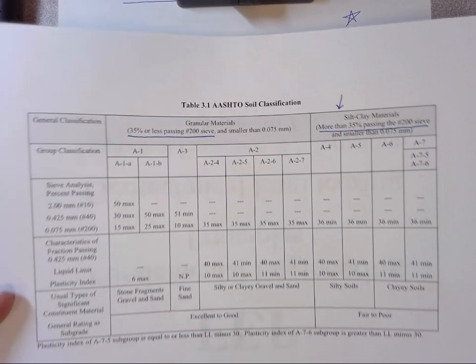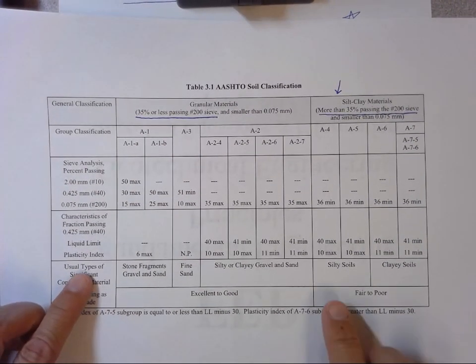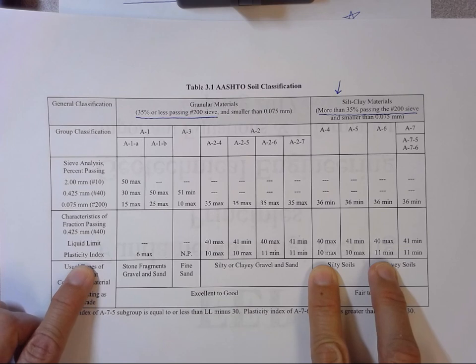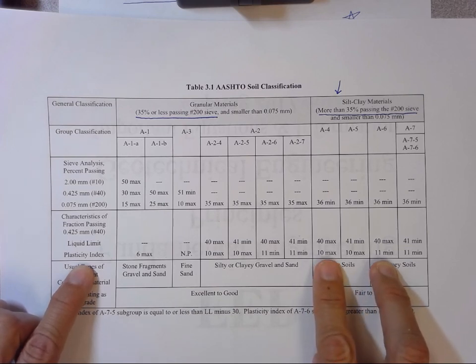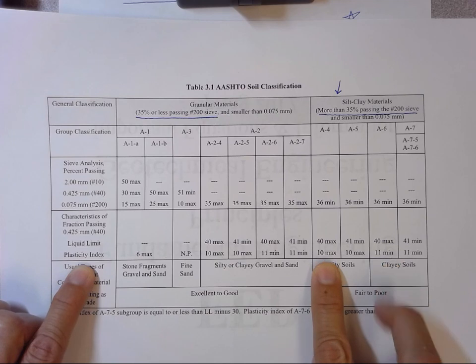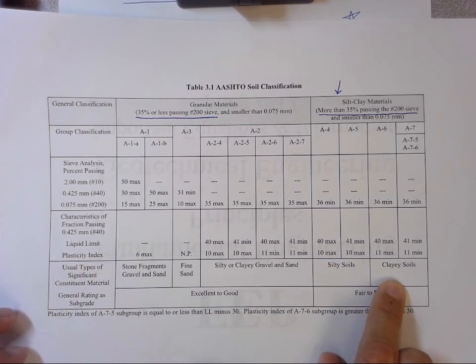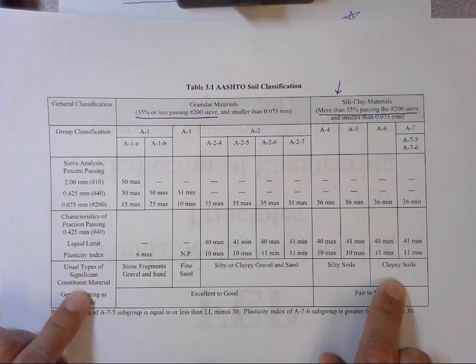So let's take a look at that plasticity index. A4 and A6, that's what I'm left with here. My plasticity index is 19%. So that's going to rule out this A4 because it could only be a 10 for a max. So my soil is going to have to be an A6, and I can see here it's called a clay soil, so I can write that down too. That's the significant constituent material, a clay soil.